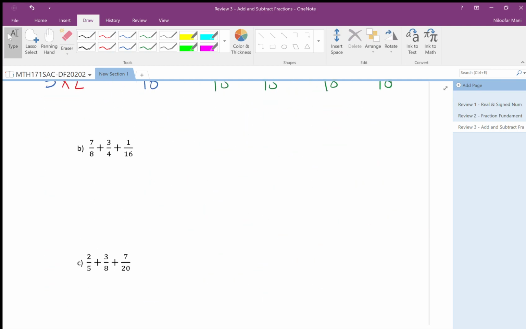How about here? What is the least common denominator between 8 and 4, and this?